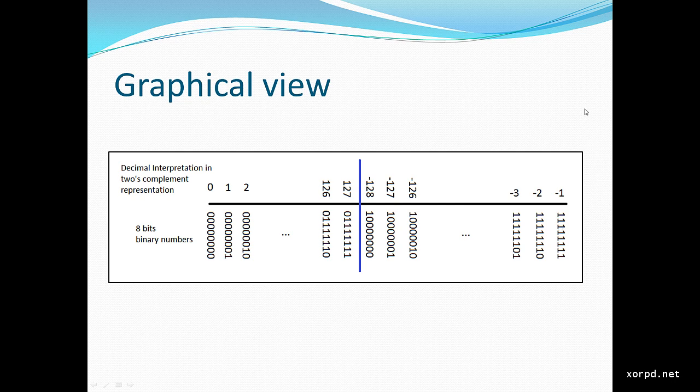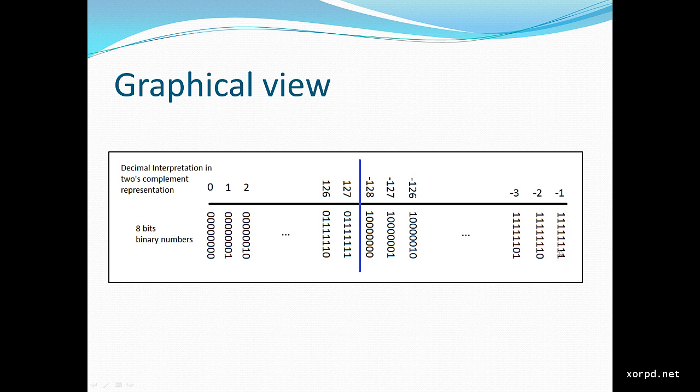Here is a graphical view of the numbers, the decimal interpretation in 2's complement representation. What are we actually looking at here? In the lowest row, we can see all the possible 8 bits binary numbers. We begin from the usual 0 here, and if we count up and increment by 1 every time, we move from this number to the next one, which is 1, and this is 2, and so on, until the last number that we can represent with 8 bits, which is all ones.